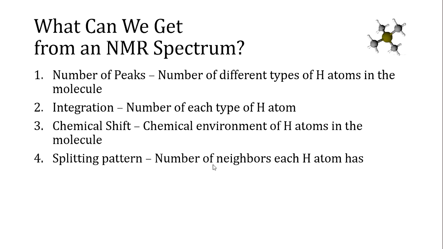In this slide, I just want to summarize the things I just told you, that we can get four main pieces of information from an NMR spectrum. The number of peaks tells us the number of different types of hydrogen atoms in the molecule. The integration numbers tell us the number of each type of hydrogen atom responsible for each peak. The chemical shift tells us the chemical environment of hydrogen atoms in the molecule. And the splitting pattern, the shape of those peaks, tells us the number of neighbors each hydrogen atom has.